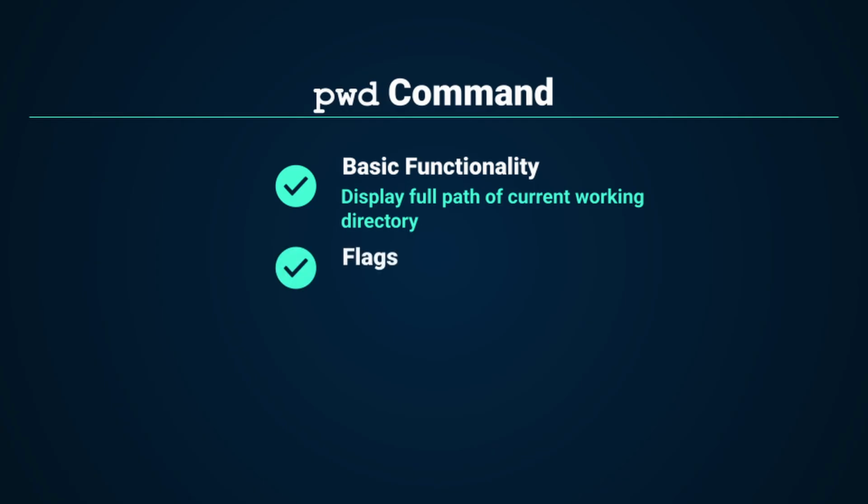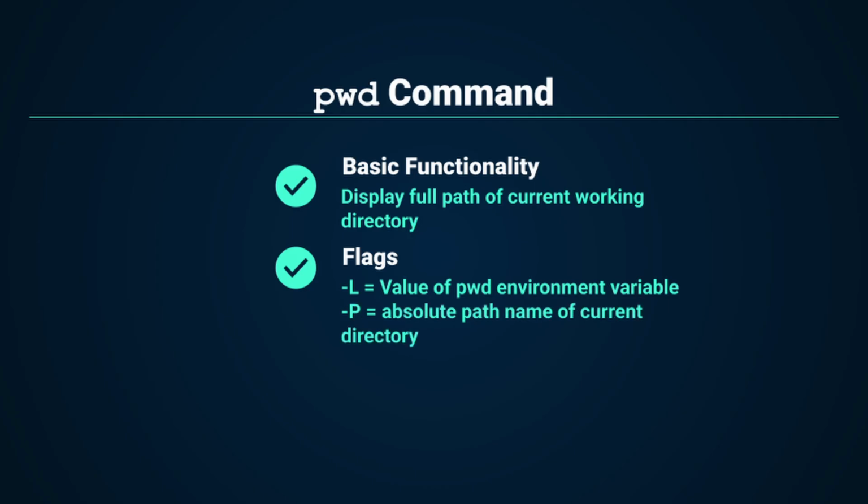It has two useful flags. -L stands for logical. It shows the path stored in the PWD environment variable, which might include symbolic links. Second is -P, which stands for physical. It resolves symbolic links and shows the actual physical path on the file system.